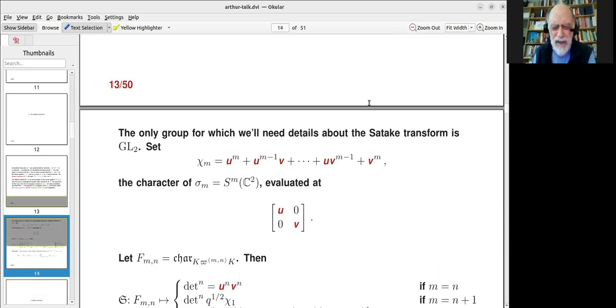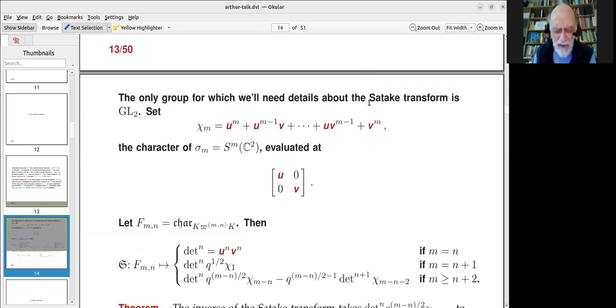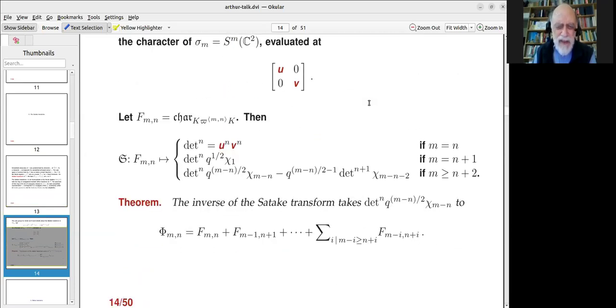The only group for which we'll need details about the Satake transform in this talk is GL2. And now, the standard conjugate invariant functions on the L group are just the characters of the irreducible representations. And so I give a name to that. I call it chi sub m. And that's the character of the symmetric space of degree m of the standard representation on C2. And then the Satake transform is easy to describe in those terms.